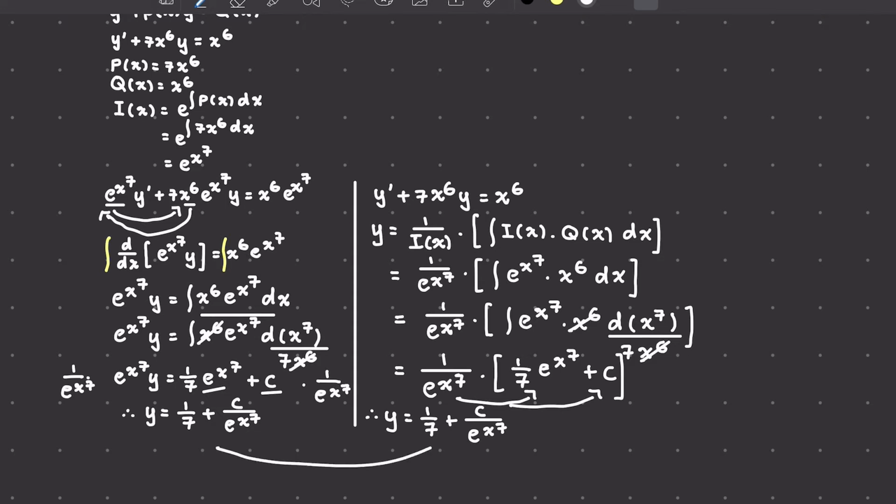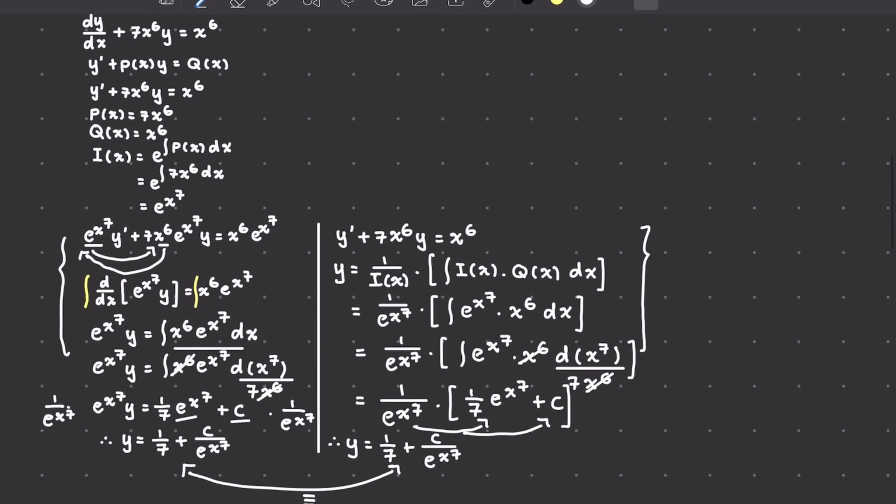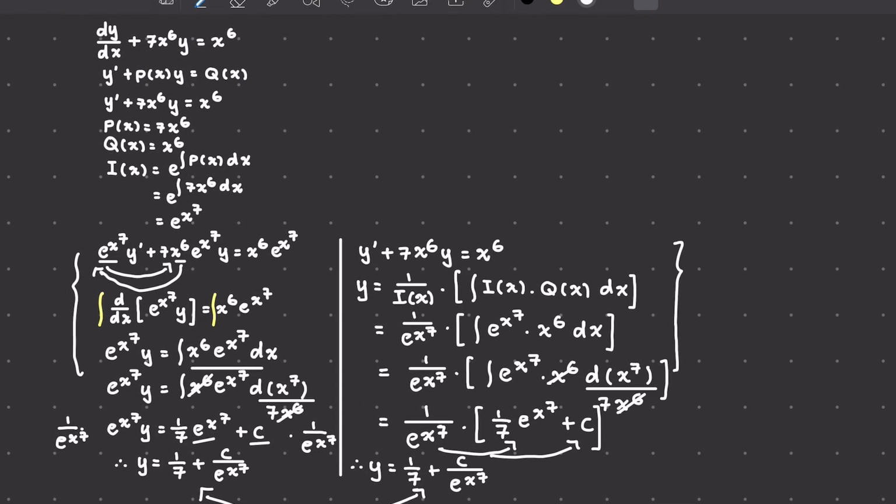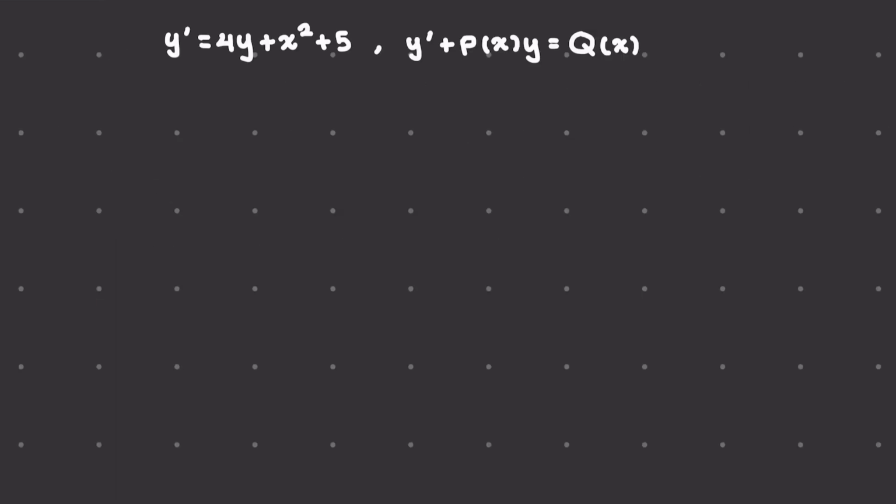And both our answers equal each other. So we know both methods work, and you can choose which method suits you the most. Either you want to do it manually, like the right hand side here, or you want to do it based on the formula where you just need to plug in the numbers and you don't need to think of anything else. You just need to find the integrating factor. And this is it for the first example. Now let's move on to our second example.